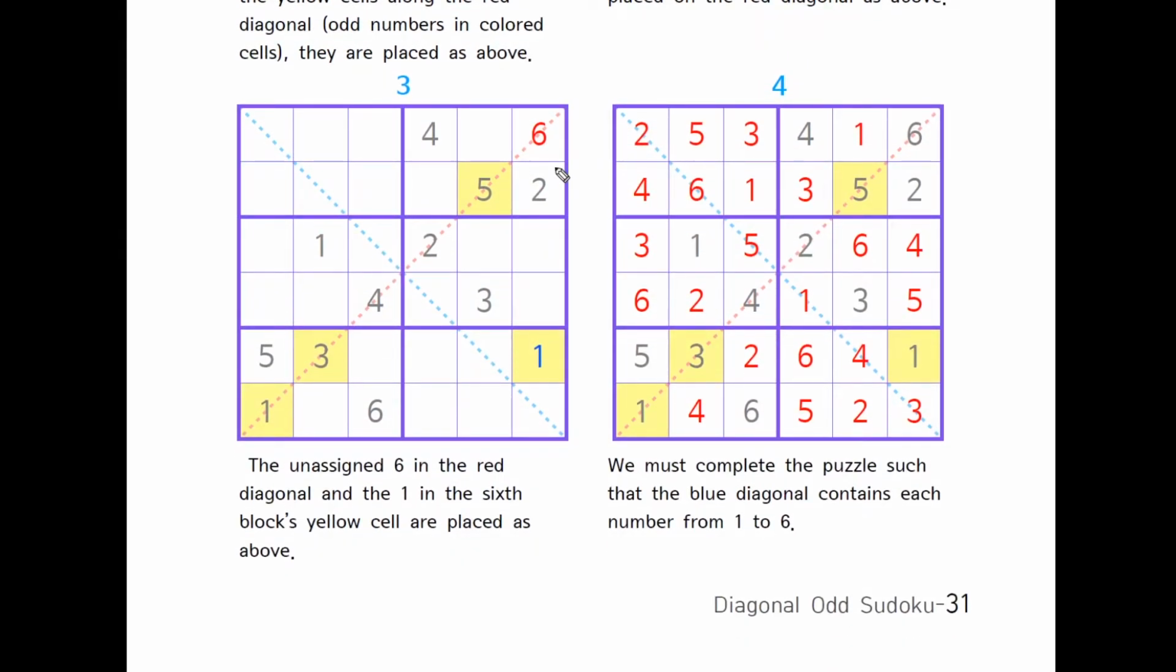The last cell in the diagonal must contain the 6, and the yellow cell in block 6 must contain the number 1. Remember, only numbers 1, 3, or 5 can be placed in the yellow cells. However, we see that the numbers 3 and 5 already exist in this row. So the number 1 must be placed in the yellow cell here. In a similar fashion, following the rules, we can fill in the rest of the puzzle.